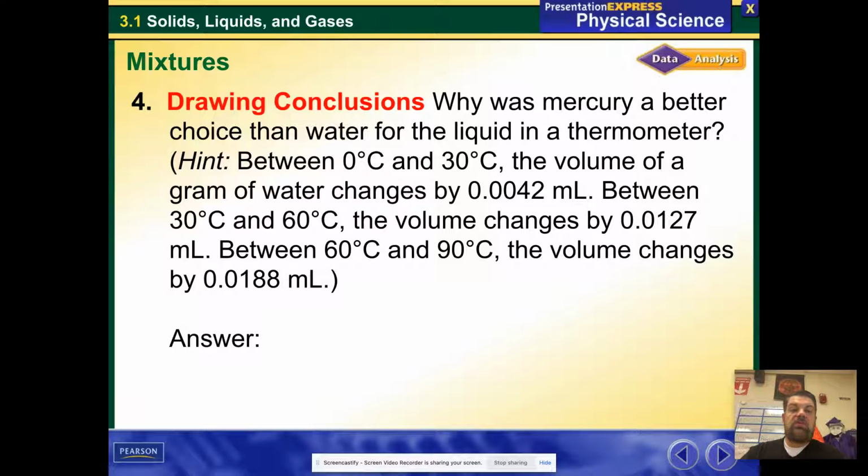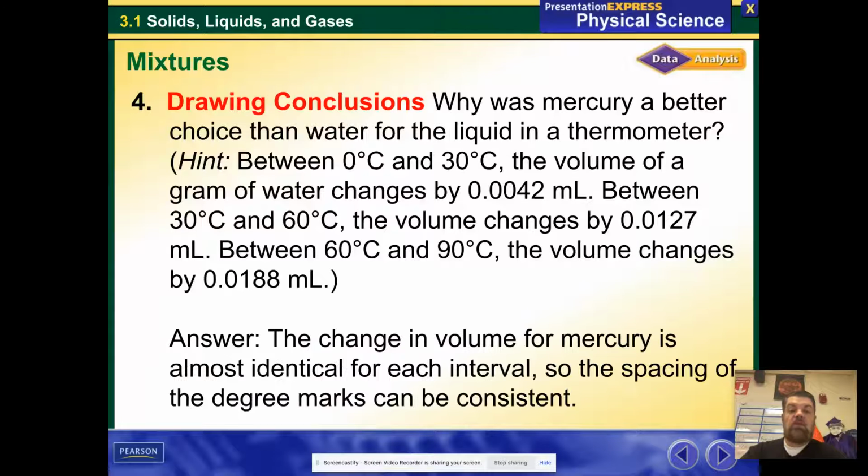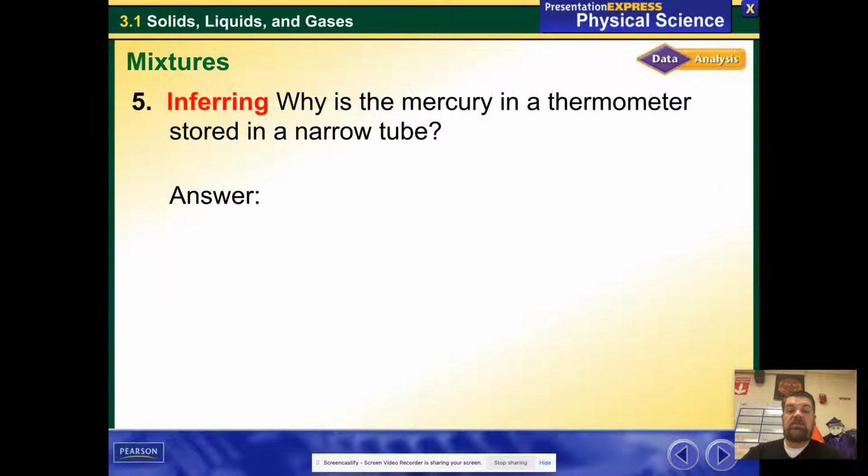Why was mercury a better choice than another liquid in a thermometer? Notice that it starts at 0 degrees. Well, the change in volume of mercury is almost identical at each interval, so the spacing and the degree marks are consistent, and one of the obvious reasons is it's still a liquid at 0 degrees Celsius.